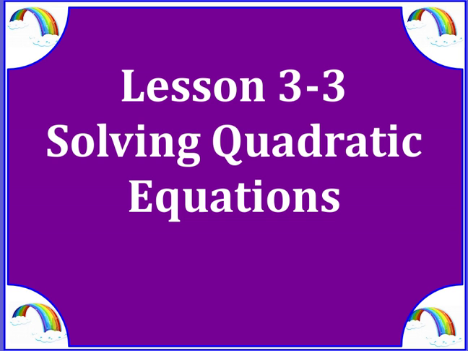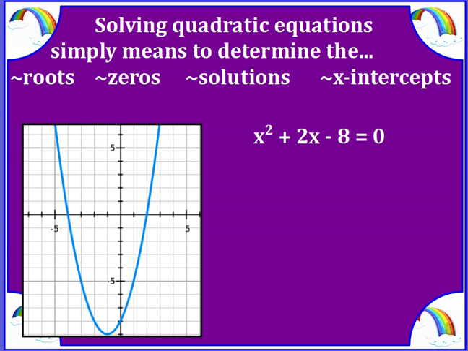Solving quadratic equations simply means to determine the roots, the zero solutions, or x-intercepts. All those terms mean the same thing. We are trying to define where the parabola crosses the x-axis. In this example, we can see it crosses at -4 and at 2. So these are our two roots.